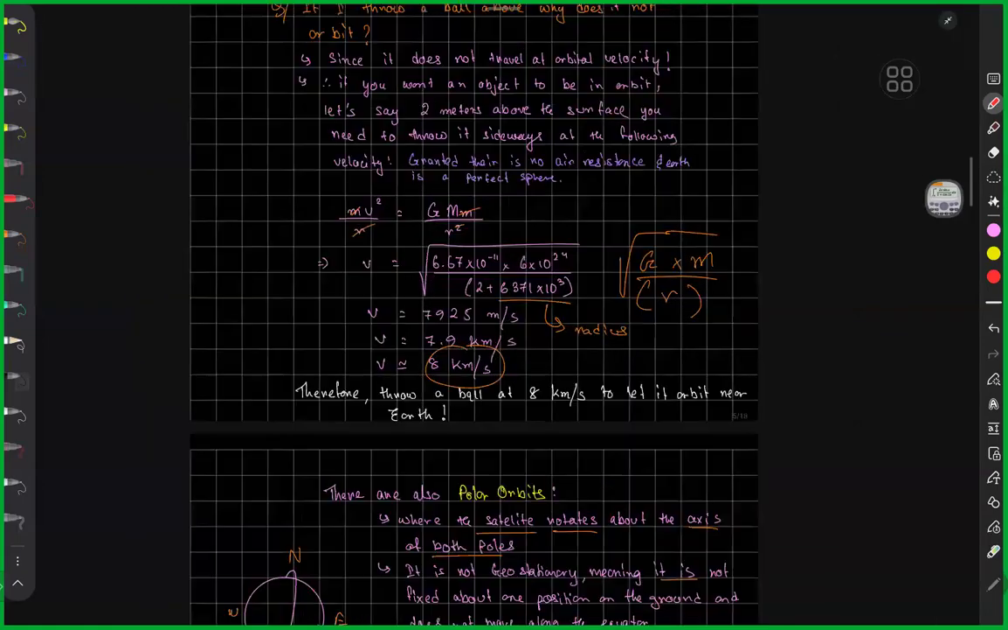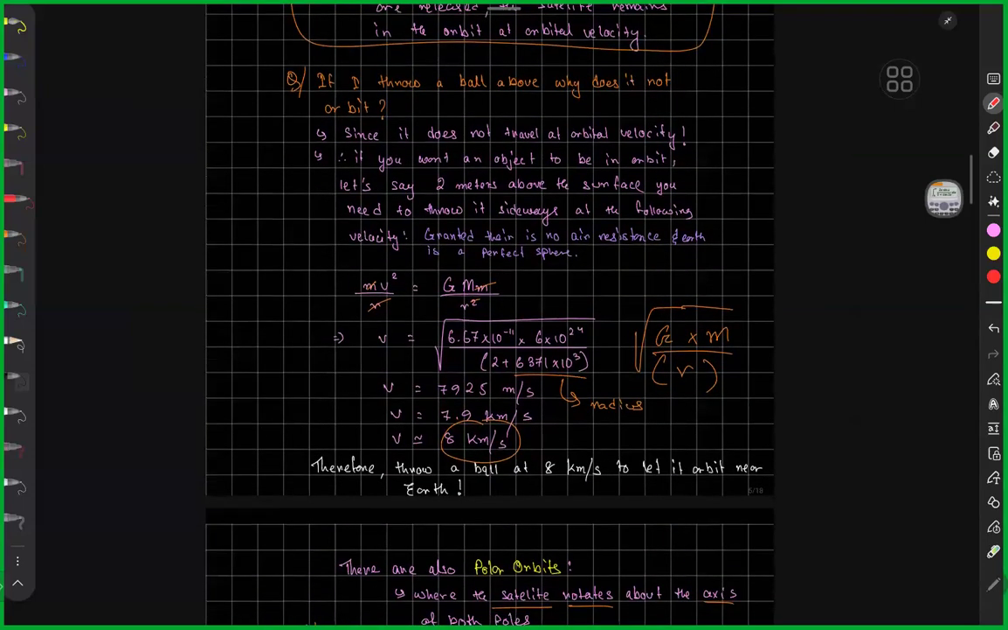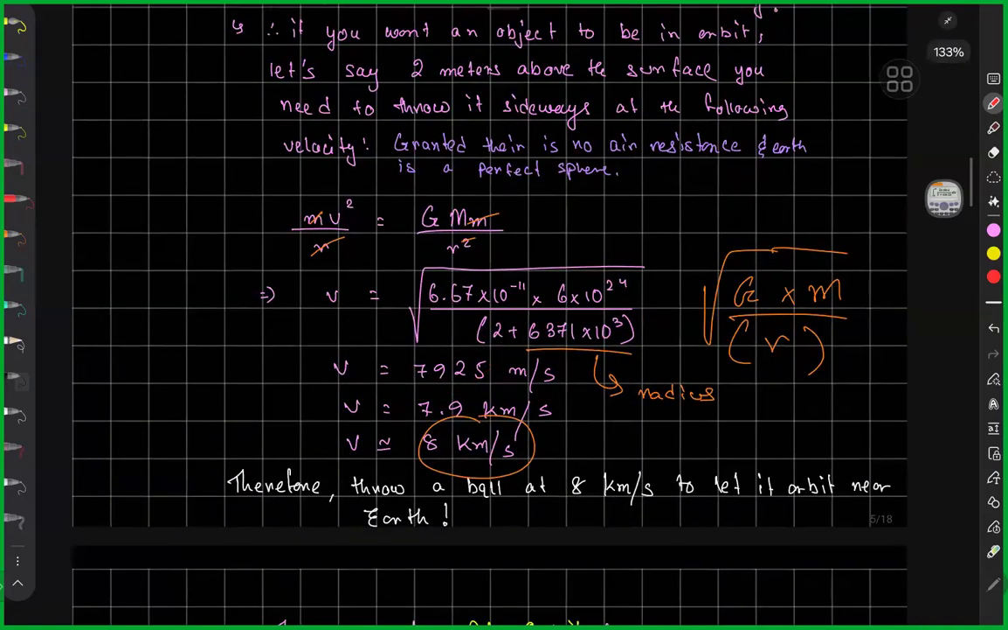We were talking about throwing a ball around. Can we throw a ball around so that it orbits around Earth? Notice what happens when I add 2 meters above the Earth's surface. The radius of Earth is this massive amount, 6,371 times 10 to the power 3. Does this 2 meters really do anything to my calculation? No, it doesn't. So that 2 meters is of no substance to the calculation.